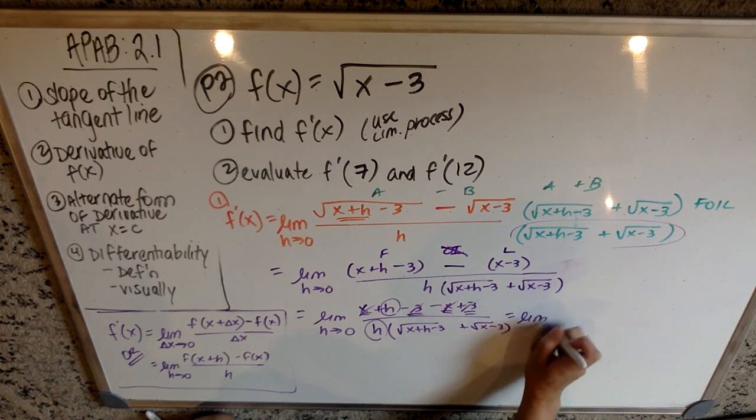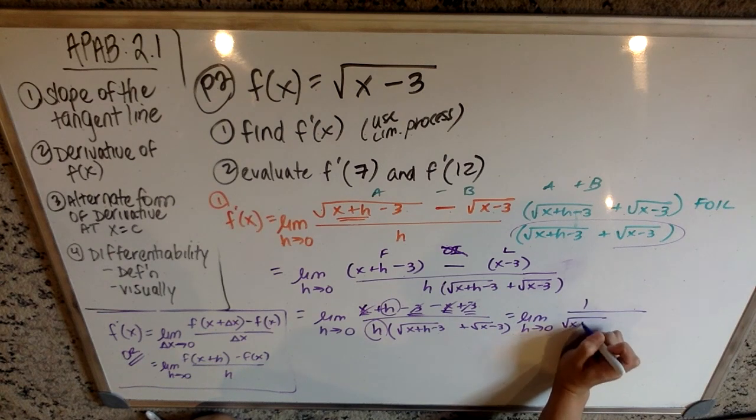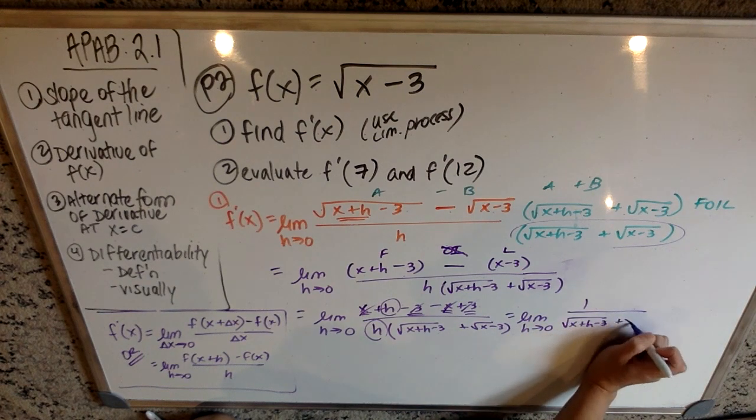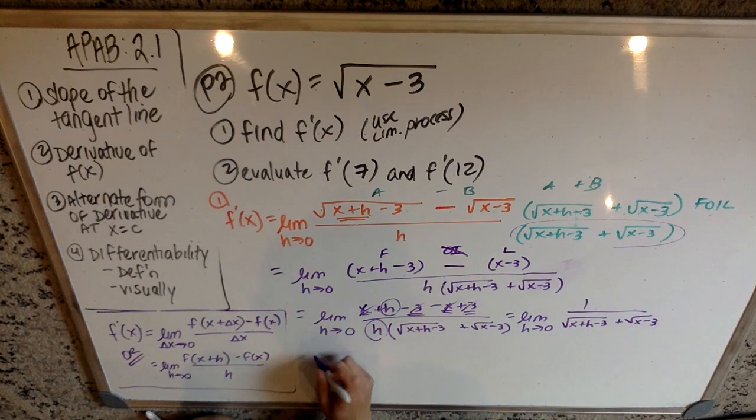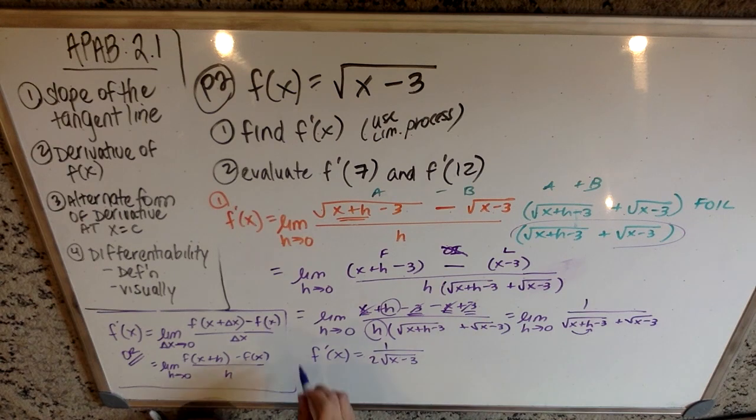So I'm going to get the limit as h approaches 0 of 1 on top of root x plus h minus 3 plus root x minus 3. When I plug in, I get that my f prime of x, since h is the only 0 I'm plugging in, is 2 of this root x minus 3 on the bottom, right? A 1 on top of 2 root x minus 3. So that's my f prime of x, right?